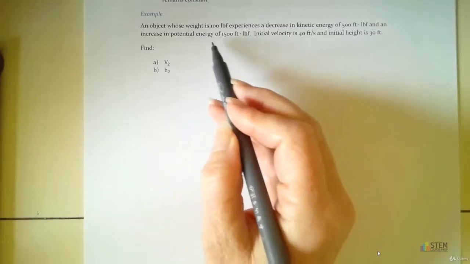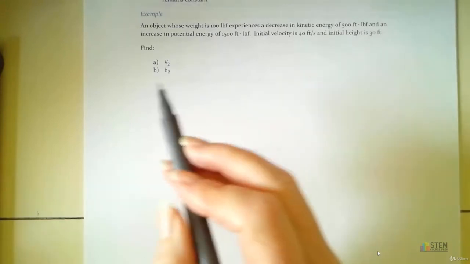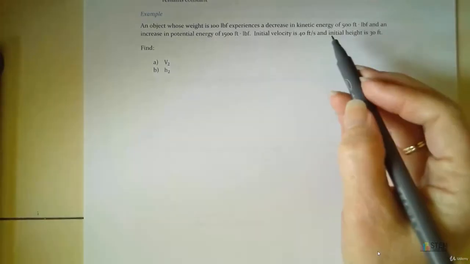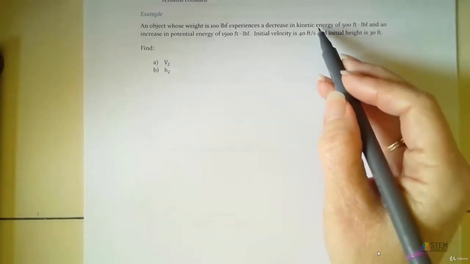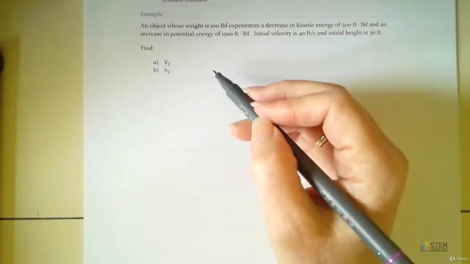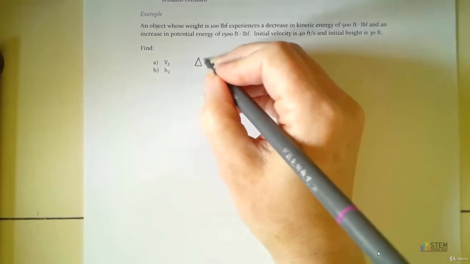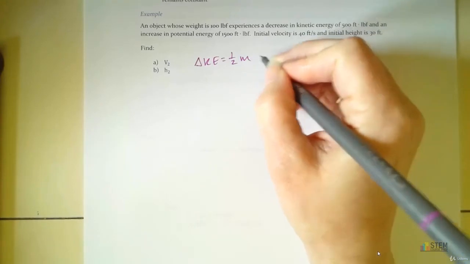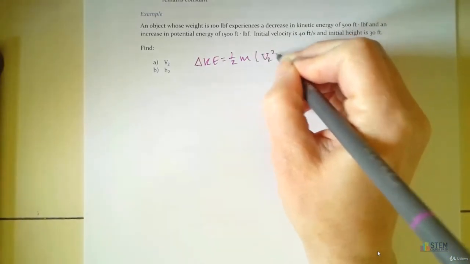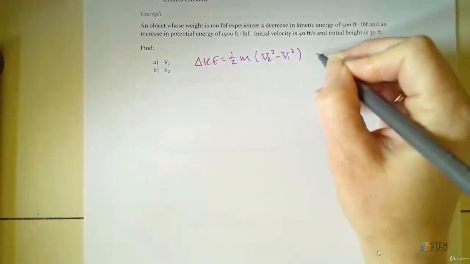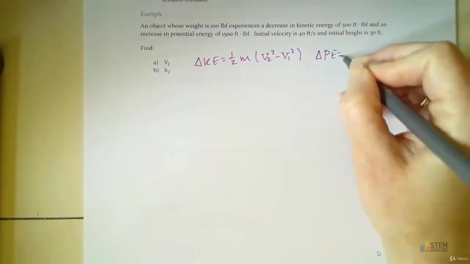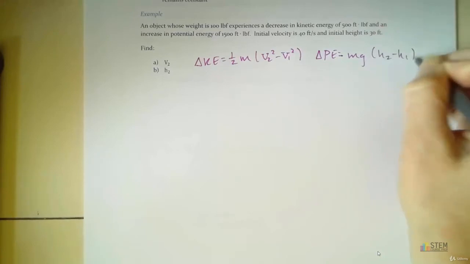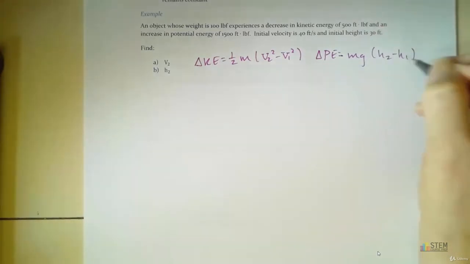That will cause the decrease in energy or increase stated. All right, so since we have kinetic energy and potential energy given to us, we're probably going to need to use our two equations for those things. So let's write those down. So we've got 1/2 m (v2 squared minus v1 squared). And then for potential energy, we're going to have the weight mg times (h2 minus h1). So now we've got our equations.